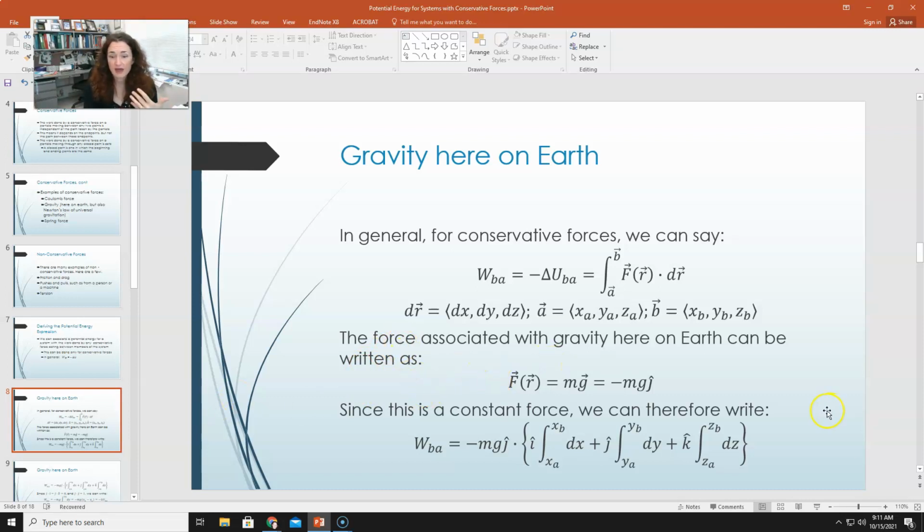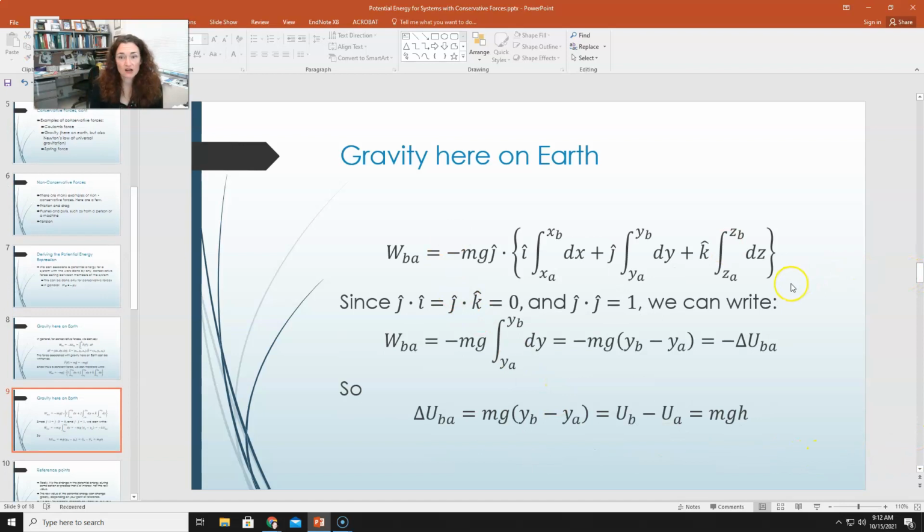And so that means that we can write the definition for the work here. W sub BA would be the force dotted with dr. But since the force is constant, I can pull that out of the integral. So then I have minus mg j hat dotted with the integral of dr, which would be i hat integral dx, j hat integral dy, and k hat integral dz, from the limits from location A to location B for each one of those three directions, as is shown here in this equation.